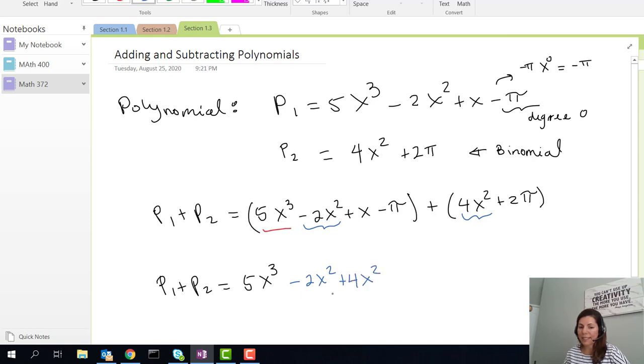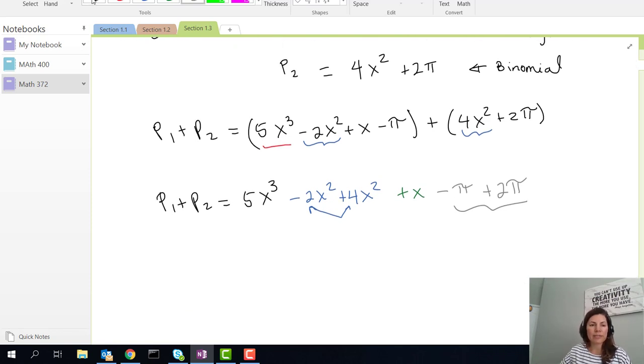And what makes them alike again is the variable and the exponent. Once I combine them, I'm going to combine just their coefficients. So minus 2 plus 4 is going to be positive 2. Moving on to the next term is x, so plus x. And I don't see a first degree term here, so we can move on to the next one. So minus pi and plus 2 pi. And so this is the constant term.